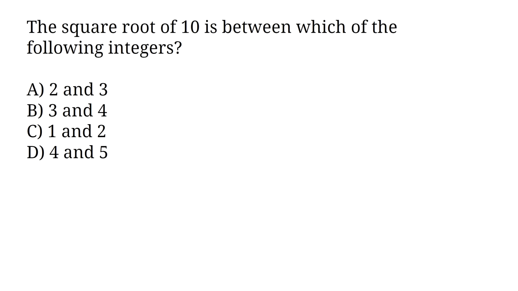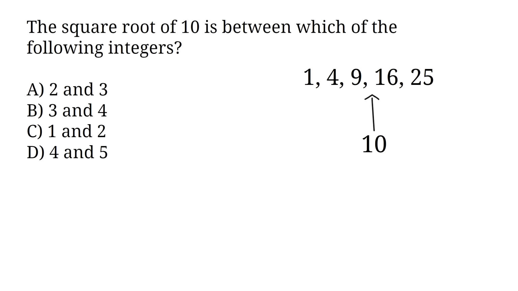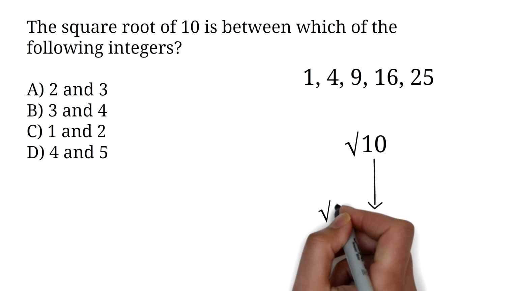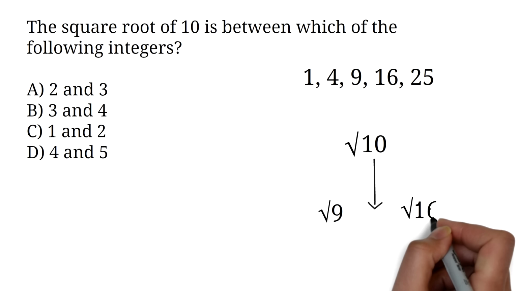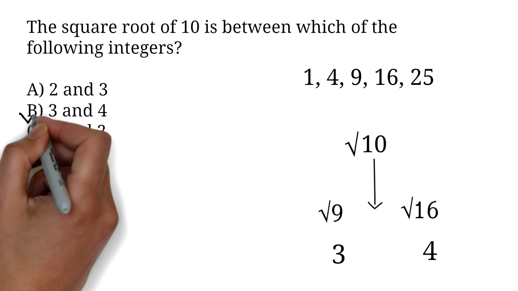This is the list of the first 5 perfect squares. 10 will be between the perfect square 9 and the perfect square 16. The square root of 10 will therefore be between the square root of 9 and the square root of 16. So we'll find the square root of 9, which is 3. Then find the square root of 16, which is 4. Therefore, the square root of 10 is between 3 and 4. The correct answer is B.